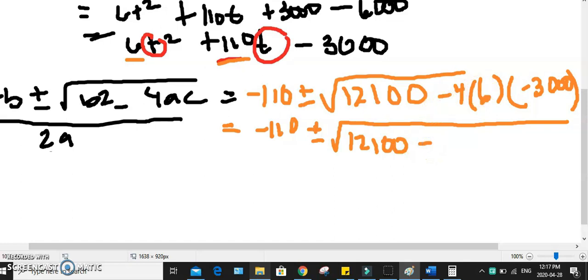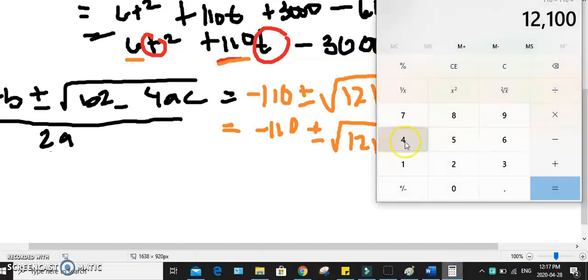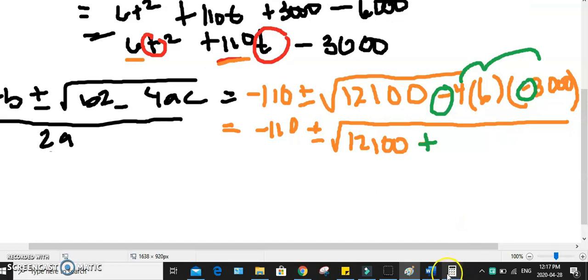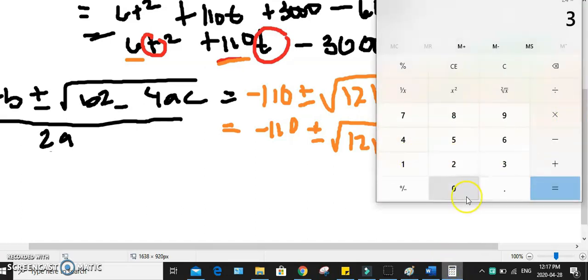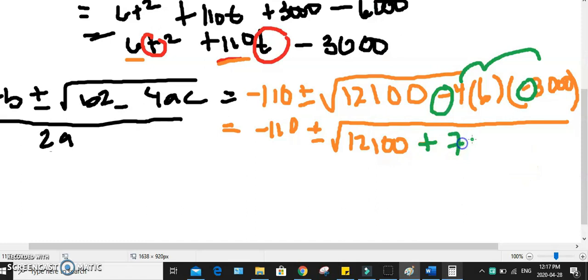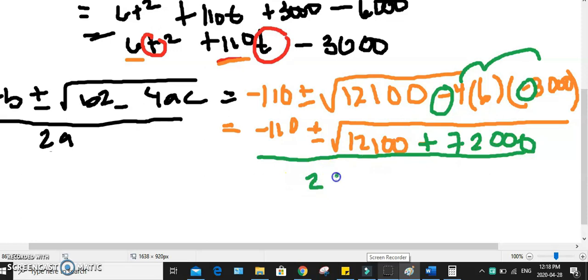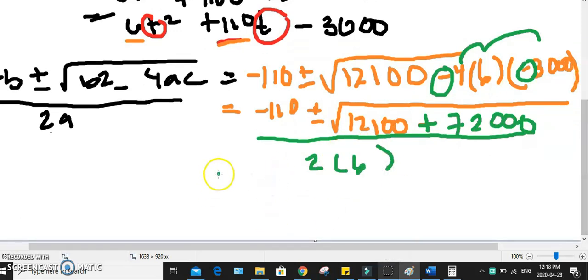Okay, so bring everything down, copy everything. There are 3 values to multiply, but negative and negative is a positive. So put that down first, and then we can plug right into our calculator. Let me review that. 4 times 6 is 24, times 3,000. 24 times 3,000 is 72,000, yep. Over, let's not forget our 2, and our a is 6.